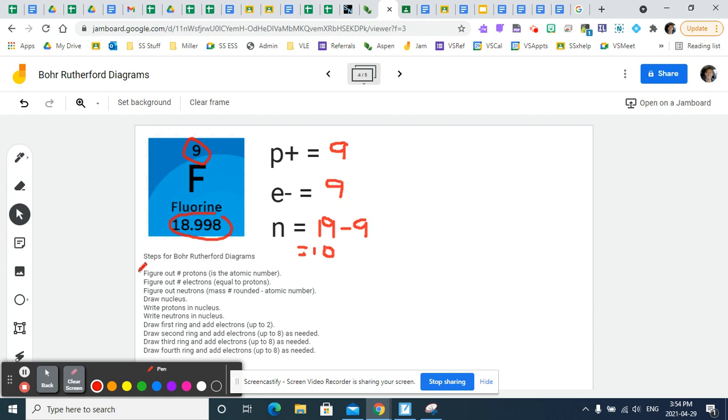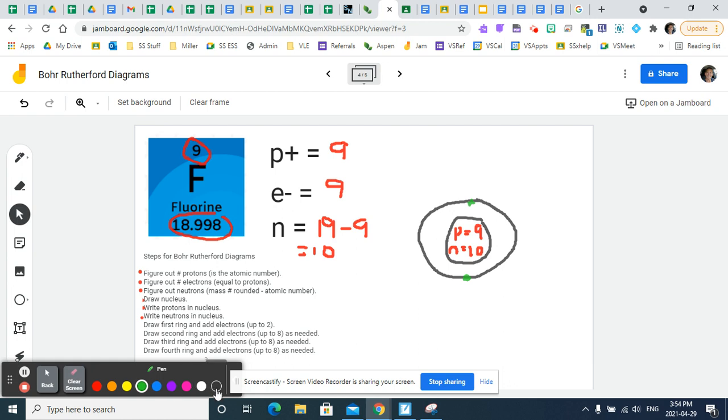Okay, so I've done the hardest part. I figured out the protons, the electrons, and the neutrons. Next, I need to draw the nucleus. Here's a nucleus. I need to put inside the number of protons, which is 9, and the number of neutrons, which is 10. Excellent. All right, I've done those steps all together. Next, I need to draw the first ring, and I need to put a maximum of 2 electrons in there. So I will do that.